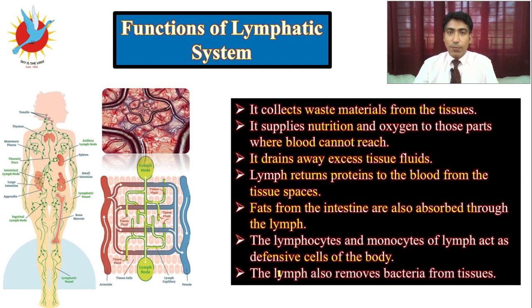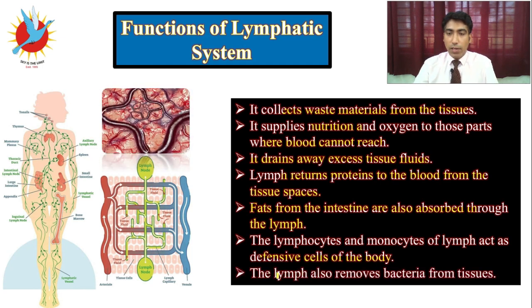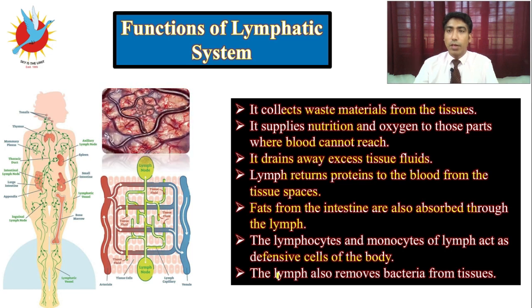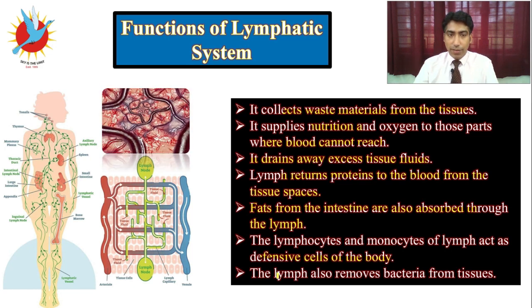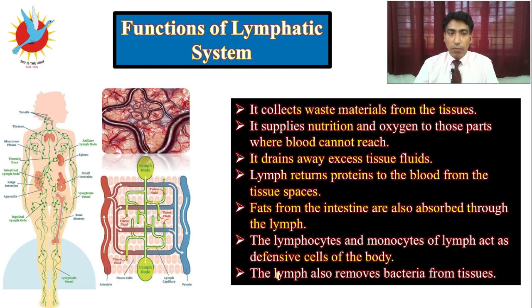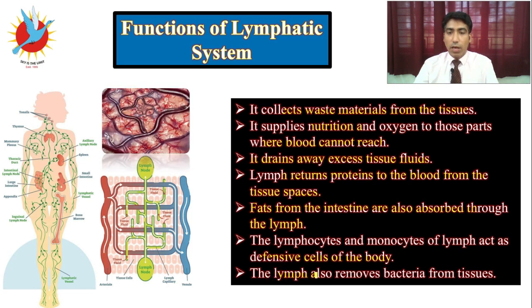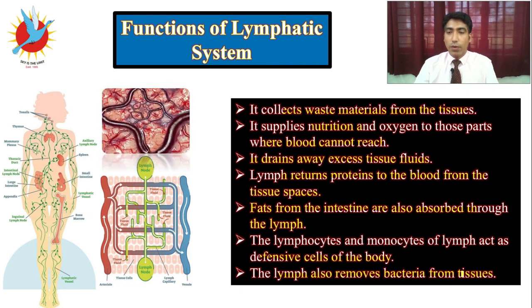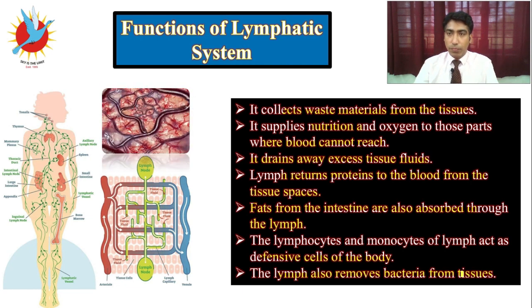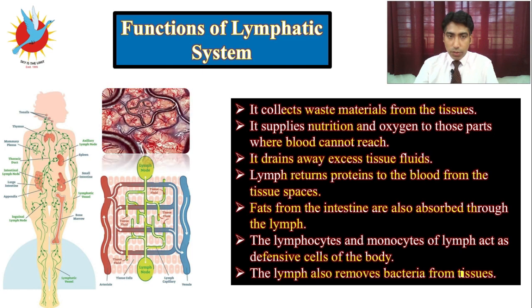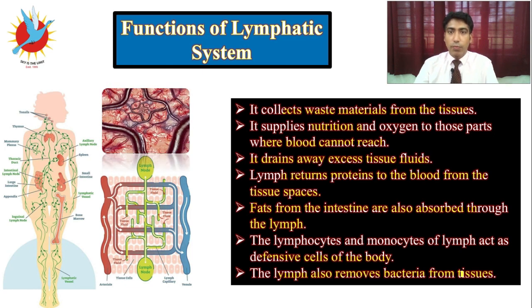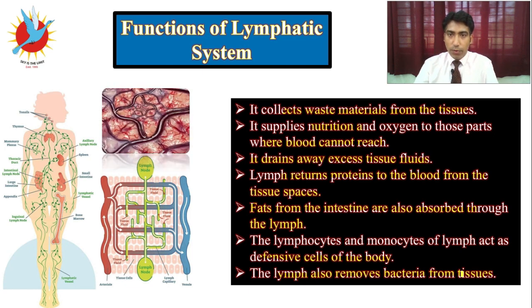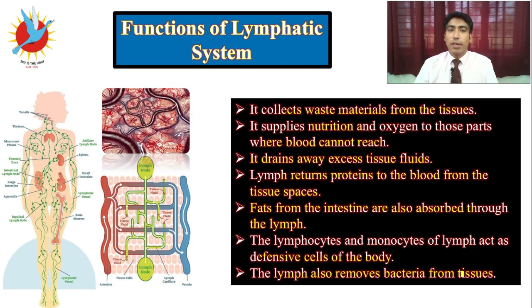The next and last function of the lymphatic system: the lymph also removes the bacteria from the tissue. So it is a kind of excretory role in our body, because it removes the harmful substances as well as the harmful bacteria or pathogens from the tissue. So this was all about the circulatory system. With this we have finished our first chapter, which is the circulatory system.